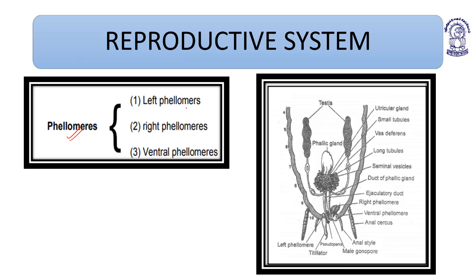Phallomeres: there are three types, left phallomere, right phallomere, and ventral phallomere. You can see this is the diagram given for the reproductive system. It includes all the essential organs like left phallomere, right phallomere, ventral phallomere, male gonopore, pseudopenis, anal style, anal cerci, ejaculatory duct, duct of phallic gland, seminal vesicle, long tubules, vasa deferentia, small tubules, utricular gland.